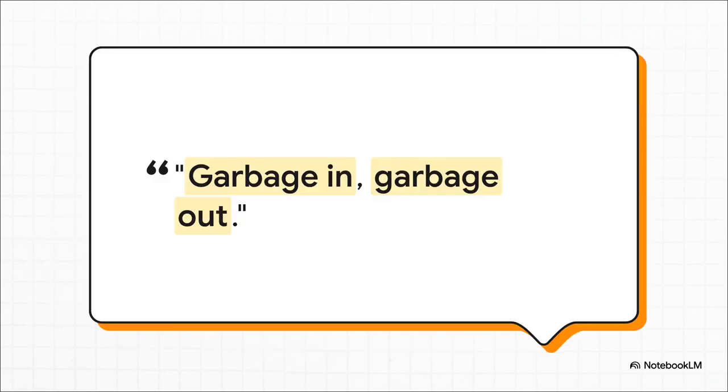And this brings us to what is, honestly, the golden rule for all of this. Garbage in, garbage out. It's an old computer science saying, and it's never been more true. If you give the AI a vague, messy prompt, you're going to get a vague, messy result back. But a clear, detailed prompt, that's where the magic really starts to happen.